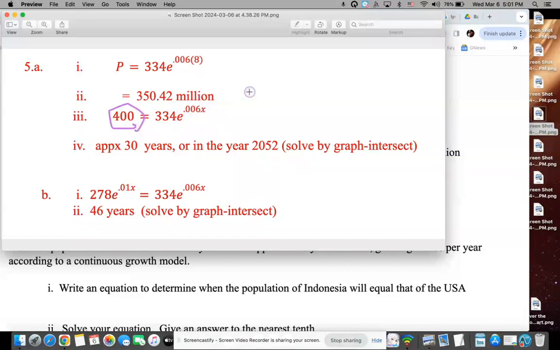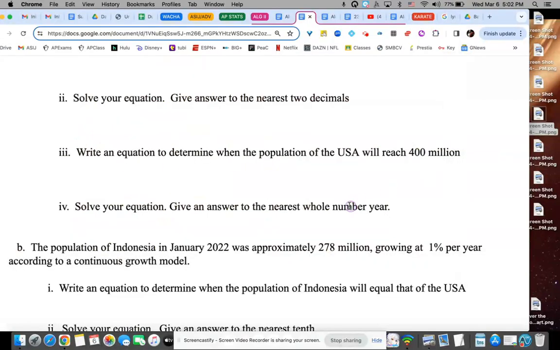Graph this piece. So you're going to have some kind of growth like this starting at 334 million and going up. And then you're going to have 400 and you're going to graph that. It's going to be a straight line. So you're just looking for that intersection using the analyze and intersection tool, which we've done many times in class, right? So just look for the intersection. When you do that, you should get 30 years. We started in 2022, so that takes us to 2052 when you get your 30 years. Okay, that's part A.